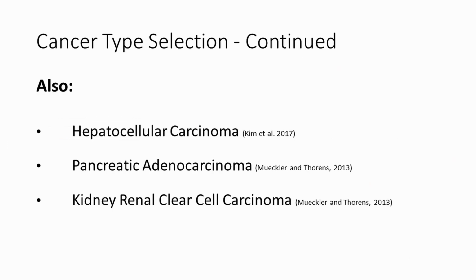So in addition to the cervical carcinoma, we also selected the hepatocellular carcinoma, pancreatic adenocarcinoma, and kidney renal clear cell carcinoma. This is because the liver tissue relies on GLUT2 as its primary glucose transporter. GLUT2 expression in liver cells was also used in a research paper that served as the model paper for my own work.